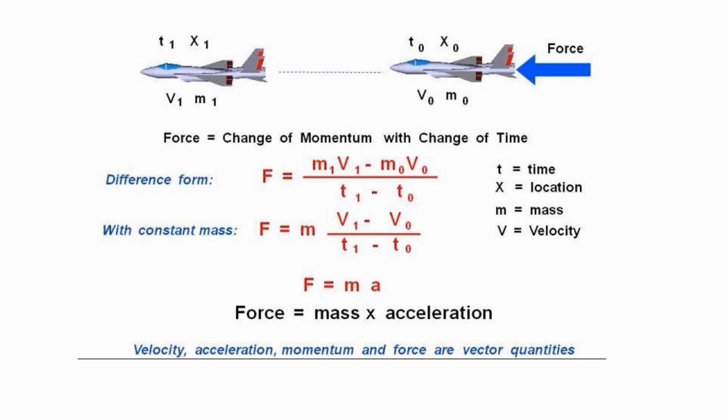So for a constant mass m, Newton's second law looks like F is equal to m times (v1 minus v naught) divided by (t1 minus t naught). The change in velocity divided by the change in time is the definition of acceleration. So the second law reduces to the more familiar product of mass and acceleration, that is F is equal to ma. Force is equal to mass times acceleration. Here velocity, acceleration, momentum and force are vector quantities. Remember that this relation is good for objects that have constant mass.